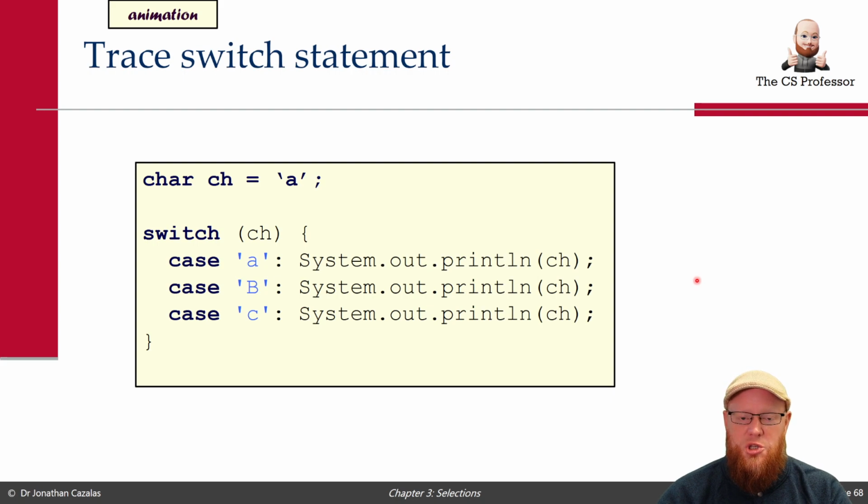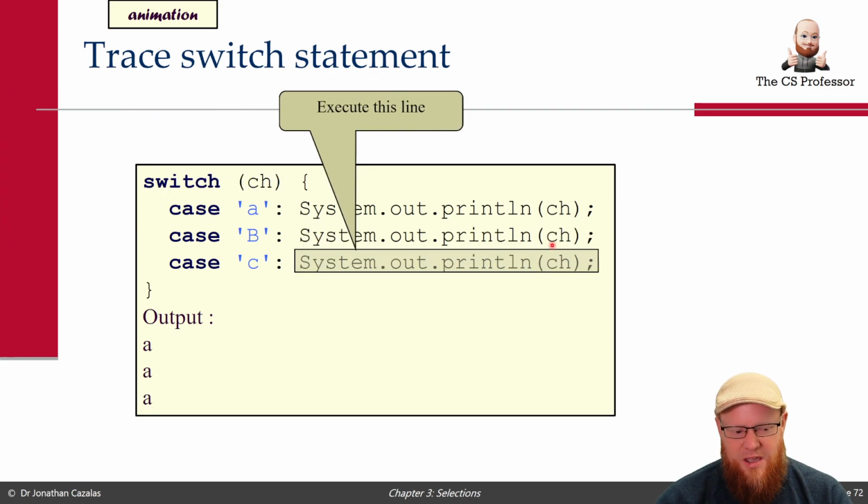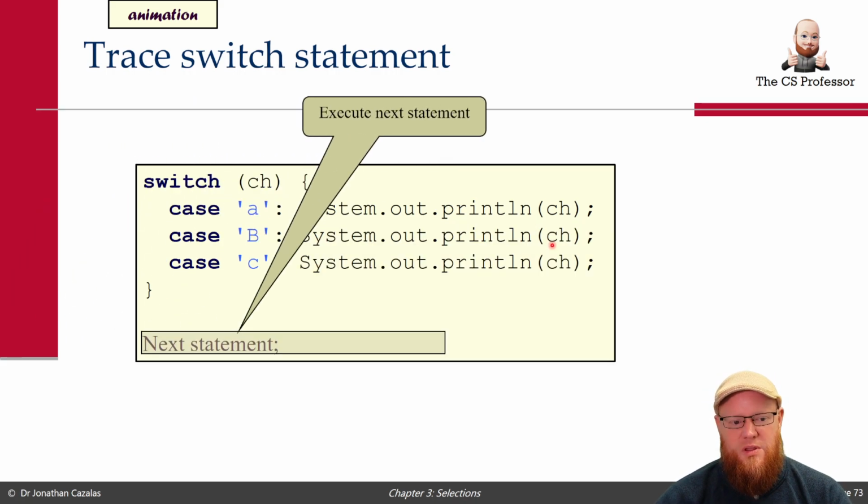We can also switch on a char value. Remember, a char is a primitive data type. We can switch based off of a char value. So here we have a switch based off of the variable ch, which is a char that we assigned the lowercase letter a. And here's our case. Case lowercase a, yep, it's already true. So we're going to print the value in ch, which is an a. But because there's no break, we're going to come to the next print statement, which prints a again. The next print statement prints a again. And then we're done with the switch.